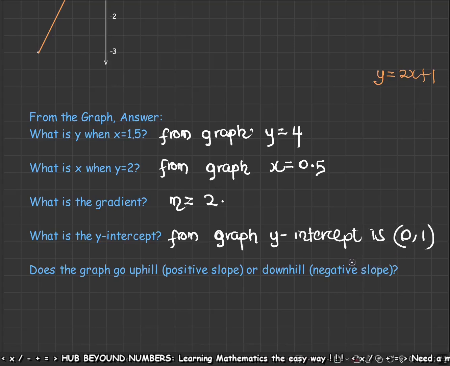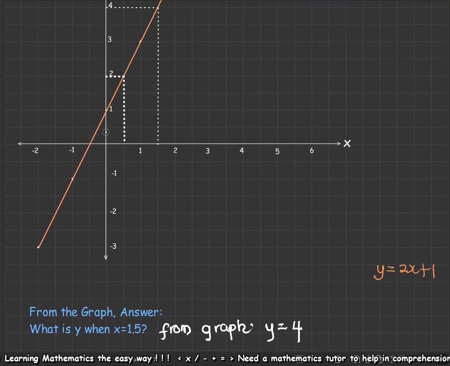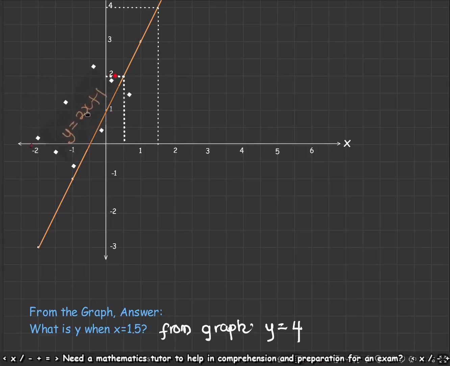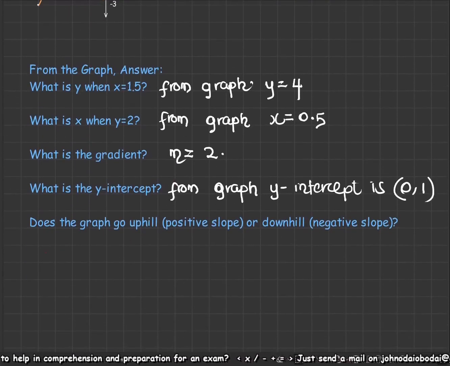As simple as that. Then it says, does the graph go uphill or downhill? As you can see, it is going uphill. And hence we have a positive gradient. You see? I'm just coming to put the equation back here. So hence it has a positive gradient. So this actually ends this question.